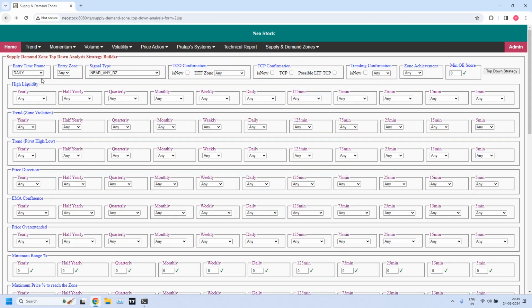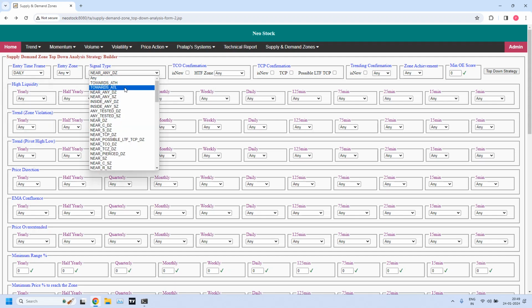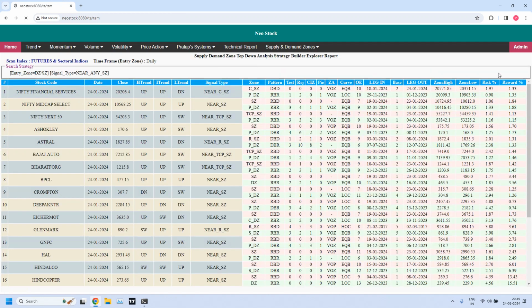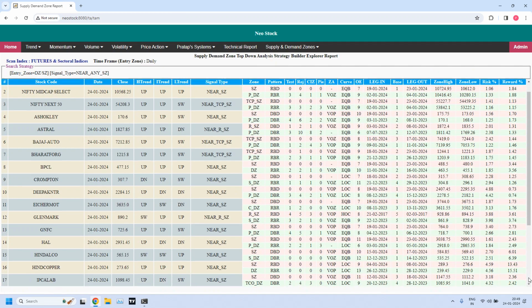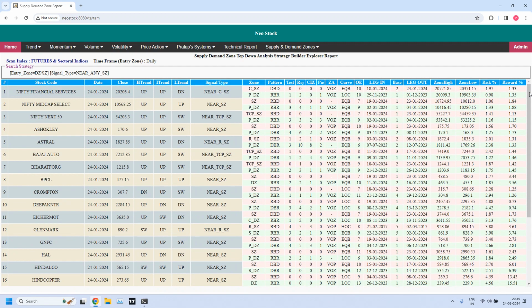Okay, let me go back. Entry time frame is daily. Let us find the stocks near daily supply zone. This is the filtered list. Total 24 stocks are filtered. Let us go through them and find any high liquidity zones.